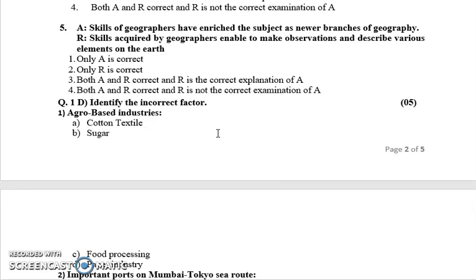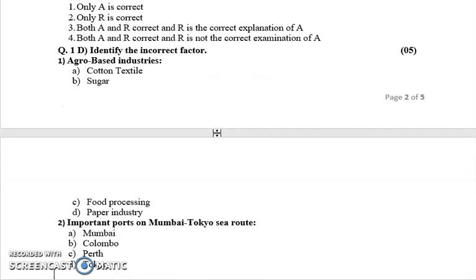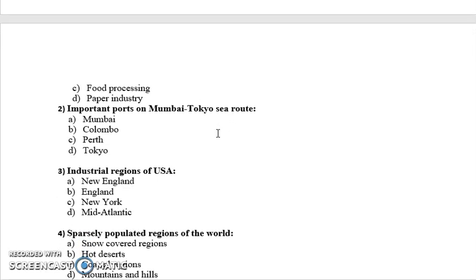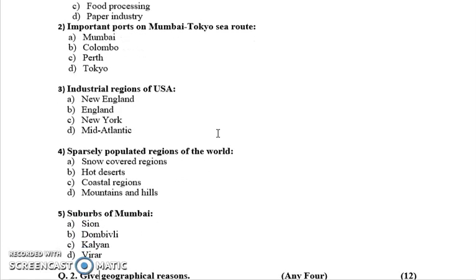Now let us move to the next part. Next part is identify the correct factor. Now the first question is agro based industry. आपको options दिए जाएंगे like cotton, textile, sugar, food processing, paper industries. ये सारे industries आपको दिए जाएंगे. उसमें से एग्रो बेस्ड इंडस्ट्री कौन सी है जो एग्रीकल्चर के ऊपर डिपेंड है, that you have to tell. Next is important ports in Mumbai and Tokyo sea route. So which are the important ports related to Mumbai and Tokyo, that you have to write. Then industrial regions of USA, you have to write sparsely populated regions of the world.